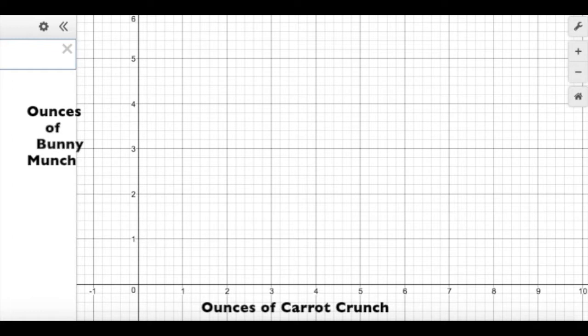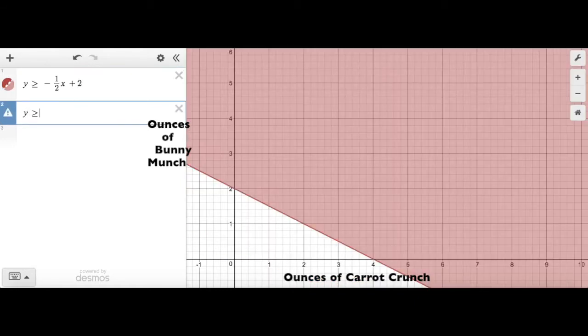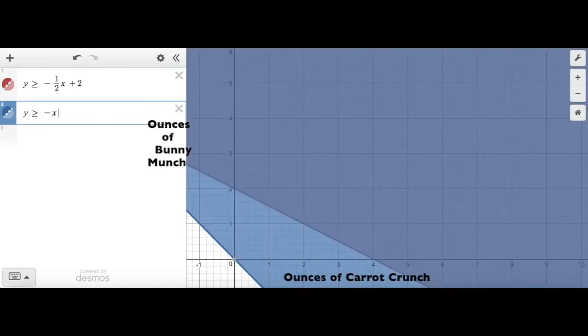The graph we are about to make, the x-axis will represent ounces of Carrot Crunch, and the y-axis will represent ounces of Bunny Munch. Now let's plot our lines. Our first line is y is greater than or equal to negative 1/2 x plus 2. Next is y is greater than or equal to negative x plus 3.